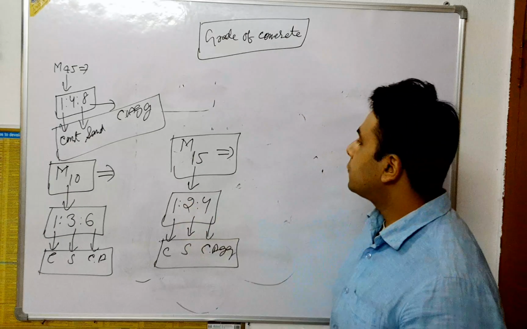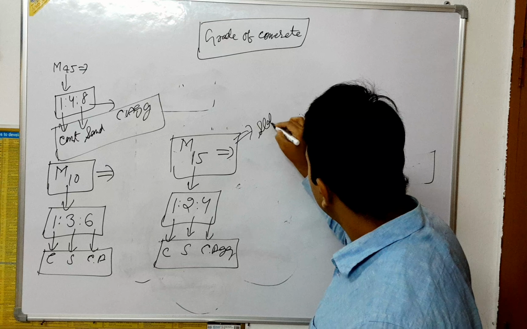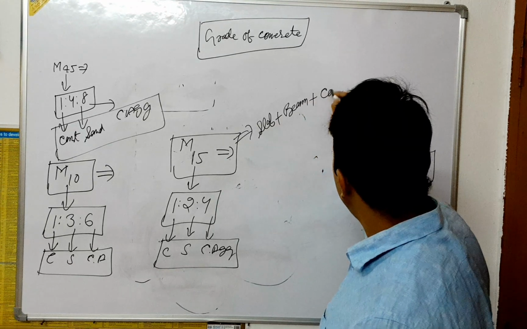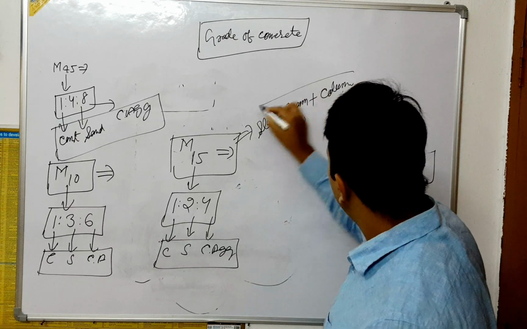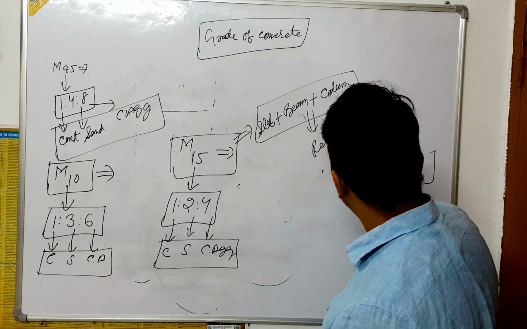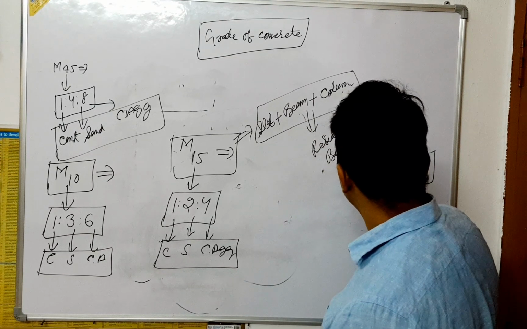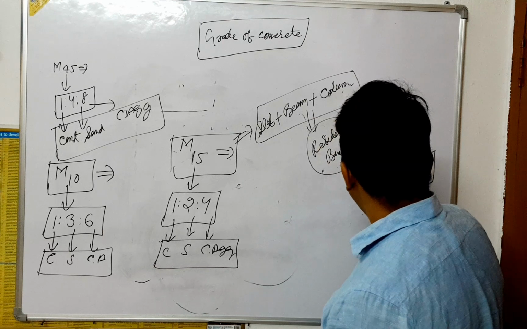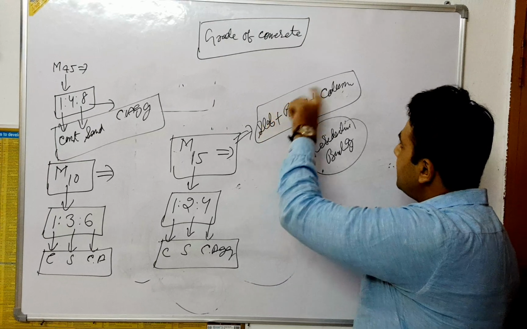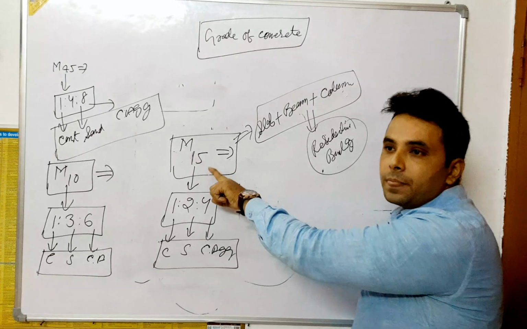M15 grade of concrete we can generally use in the construction of slab, beam, column, in the case of only residential buildings. Clear? When you are going to construct any residential building, the slab, beam and column are constructed with M15 grade of concrete.